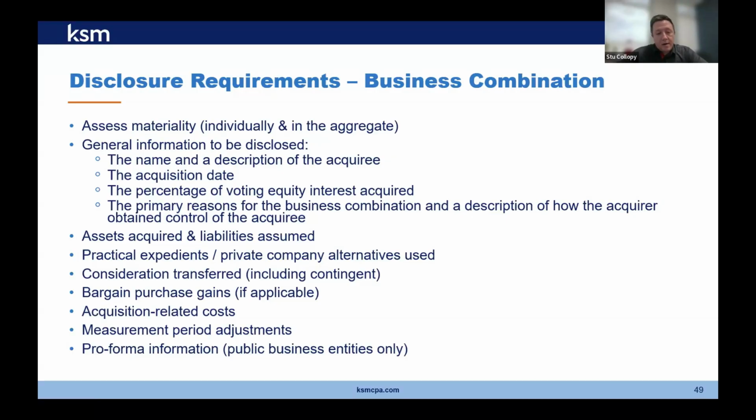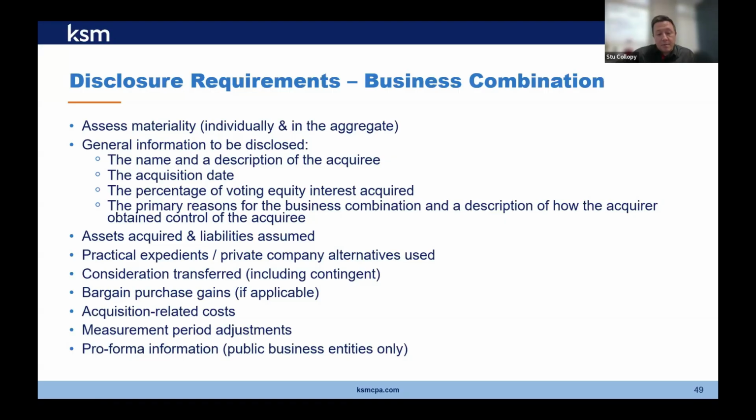The name and description of the acquiree, acquisition date, if any equity interest was acquired, and then why the combination happened. We also go pretty in depth in the notes to the financials on which assets and liabilities are assumed. I would include all assets line by line and then all liabilities line by line in order to get back to the total purchase price. Disclose all practical expedients and any private company alternatives used. Also disclose any consideration transferred, any gains, any related costs. So if there's any transaction costs that ended up going through the income statement, disclose them here.